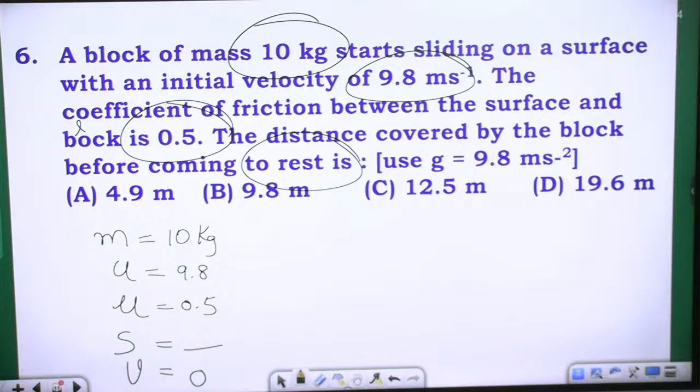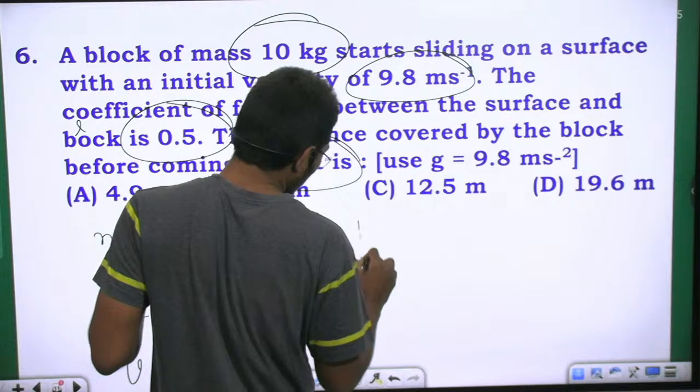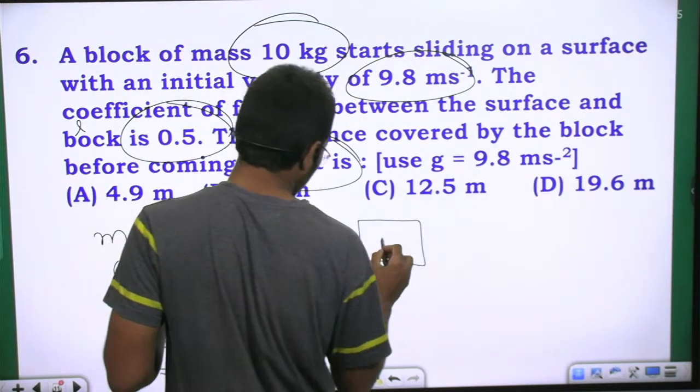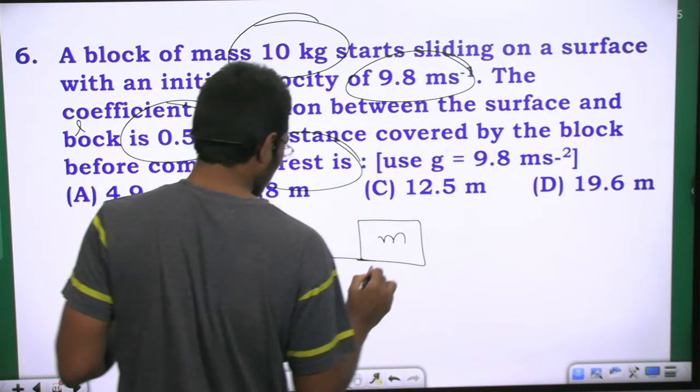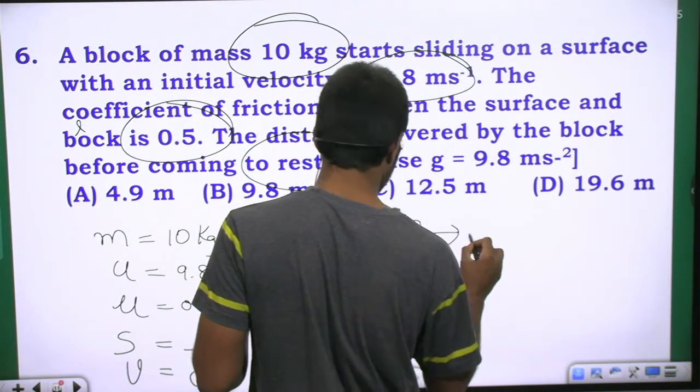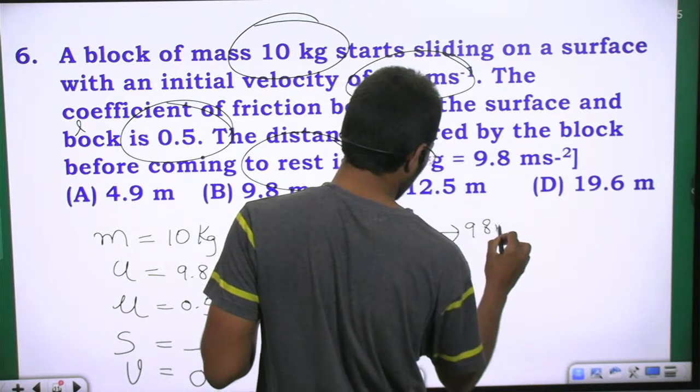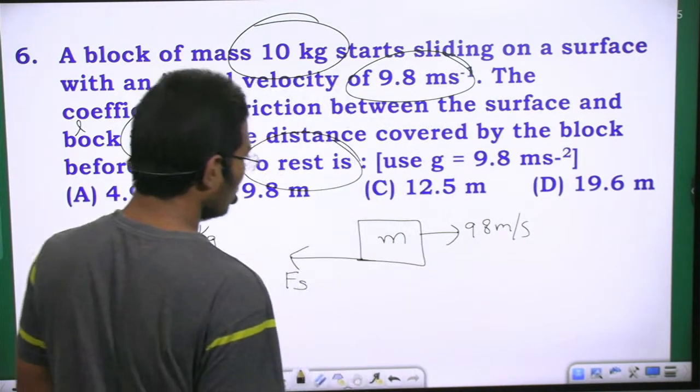So we have four variables, and distance is being asked. What equations do we have so that we can find it? First, let's try to draw the free body diagram. A mass m, forces acting are friction, and the initial velocity is 9.8 meters per second.